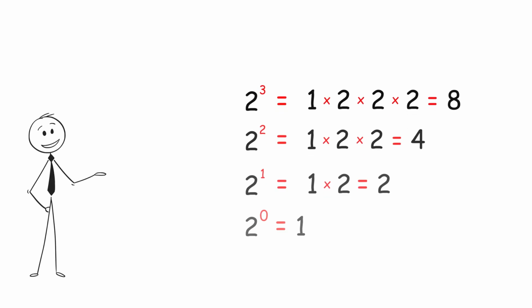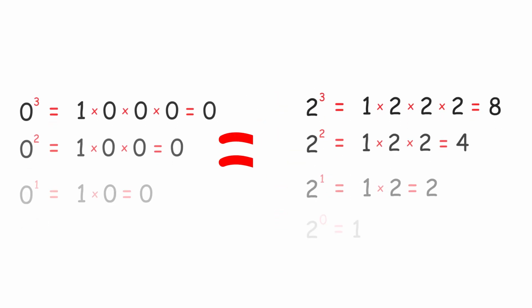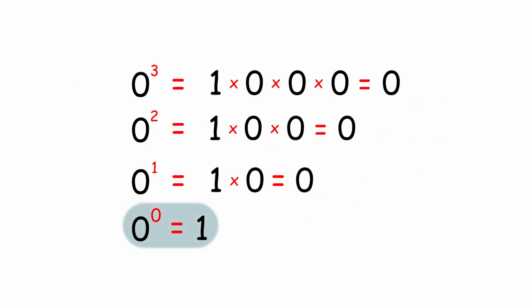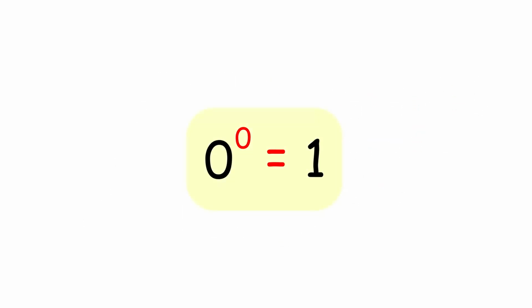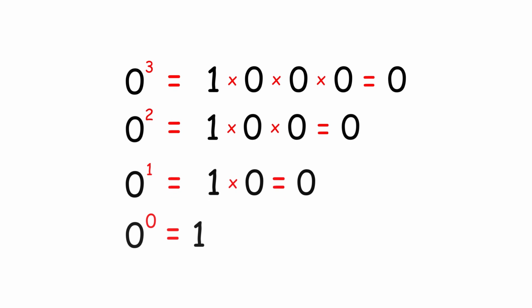So what if we use the same logic, but the base is 0 instead of 2? We can form a sequence similar to the one we saw before. As you can see, this ends with the conclusion that 0 to the 0th power equals 1. Technically, we weren't forced to make this specific pattern hold, but defining 0 to the 0th power to have a value of 1 is convenient in this instance. There are many other cases where this definition is useful, but this is the simplest one.